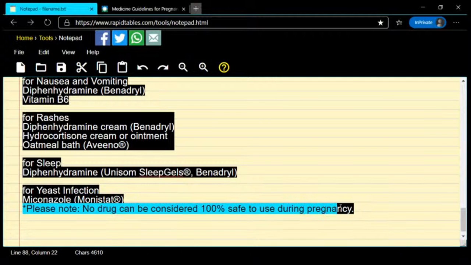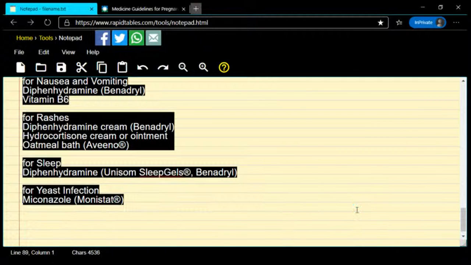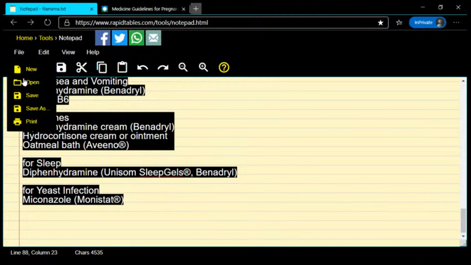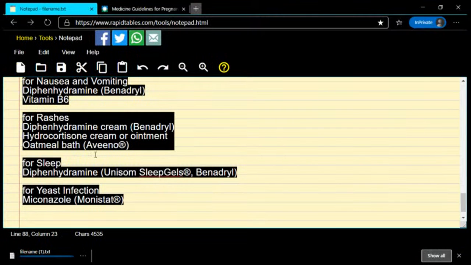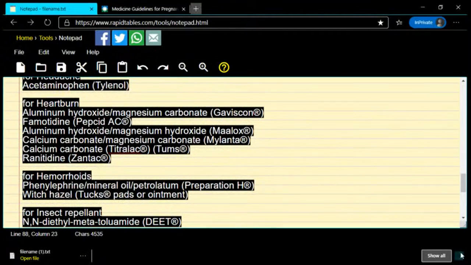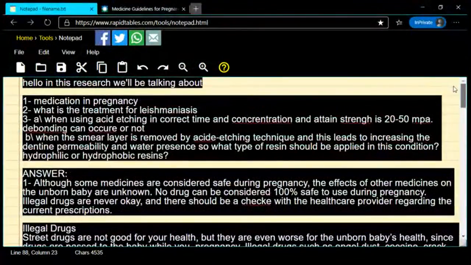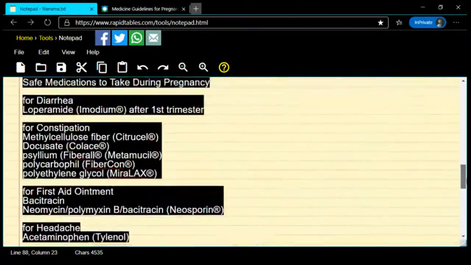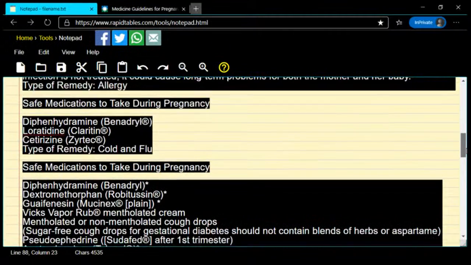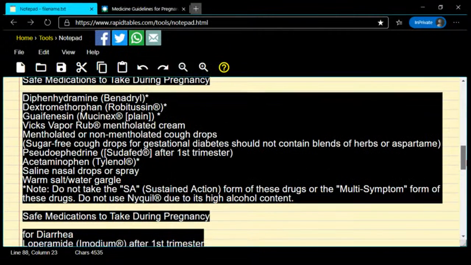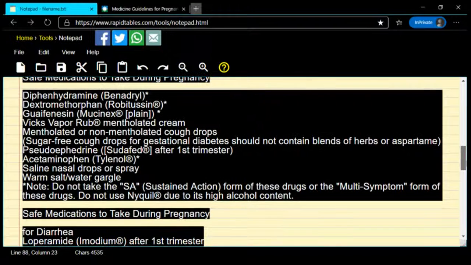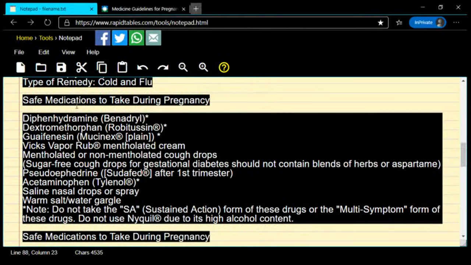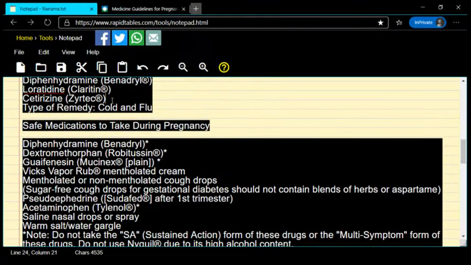We don't need this note here that we have already written. Let's save this file so we don't lose it. And I think this subject has been completed. We don't have to write any more. Safe medication, type of remedy, cold and flu.